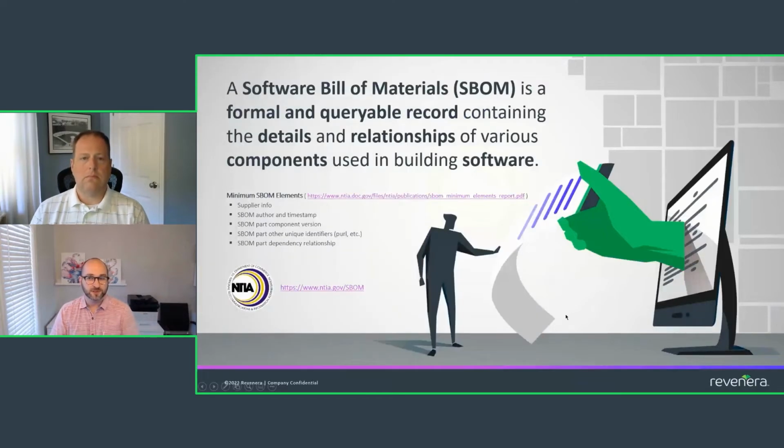So a software bill of material is essentially your soup can label on what are the parts inside your application. It is a formal and queryable record that contains details and relationships of various components used in building software. So what does that mean? Number one, it has to have relationships, right? The parts in your software are not flat. Parts are there due to somebody requesting them. So it's important to understand the provenance of where the parts came from, but also dependency relationships to understand where to make a fix if there's a licensing or a security issue.